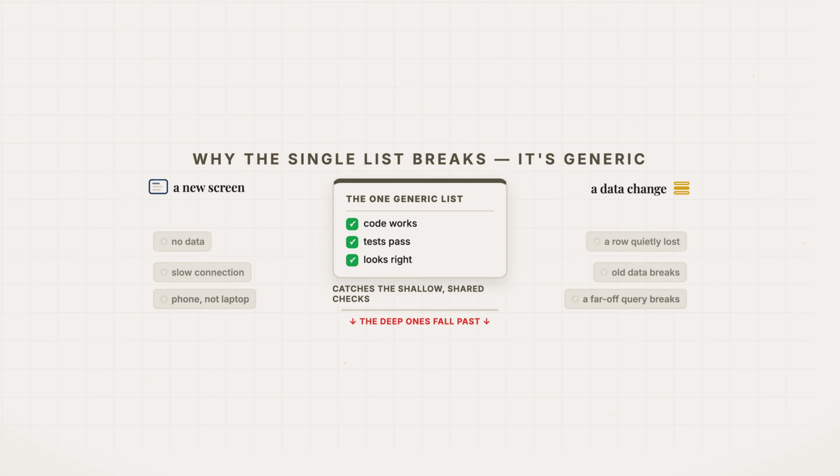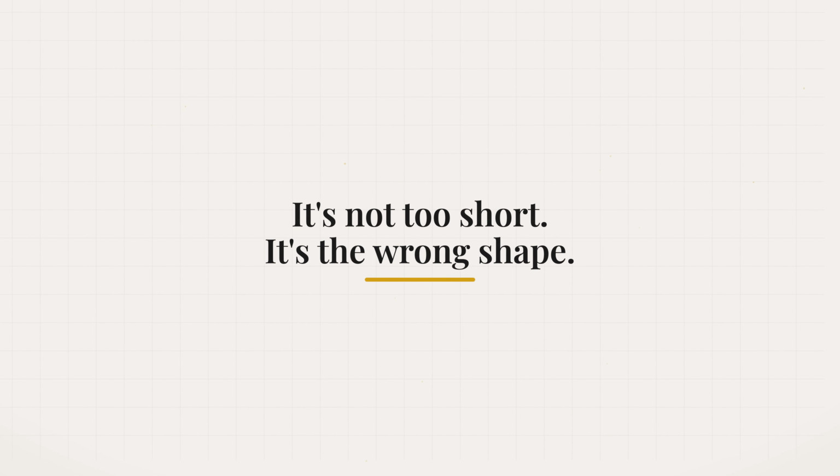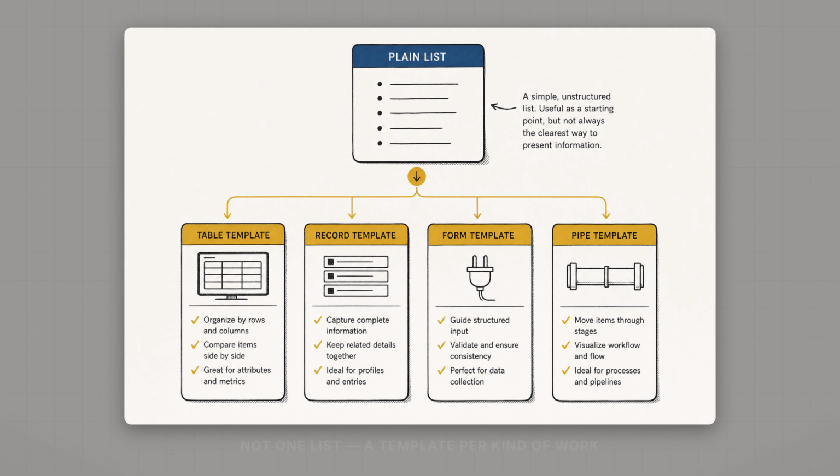One list can't hold both sets of worries, so it holds the shallow ones, the ones every kind of work shares, and it silently drops the deep ones that are specific to the thing you actually just built. Generic checklists miss the task-specific risks. That's not a flaw you can fix by adding bullets. It's the wrong shape. So here's the upgrade.